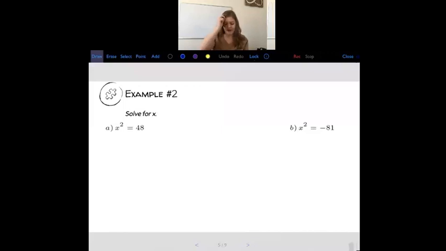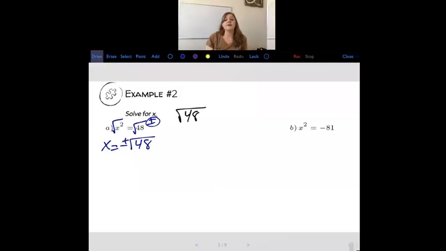Example 2, solve for x. x squared equals 48. So solve using the square root property. We're going to take the square root of both sides and put the plus or minus there. Now notice on the right-hand side, we have the square root of 48. So I'm going to do an aside here and talk about how to simplify the square root of 48.